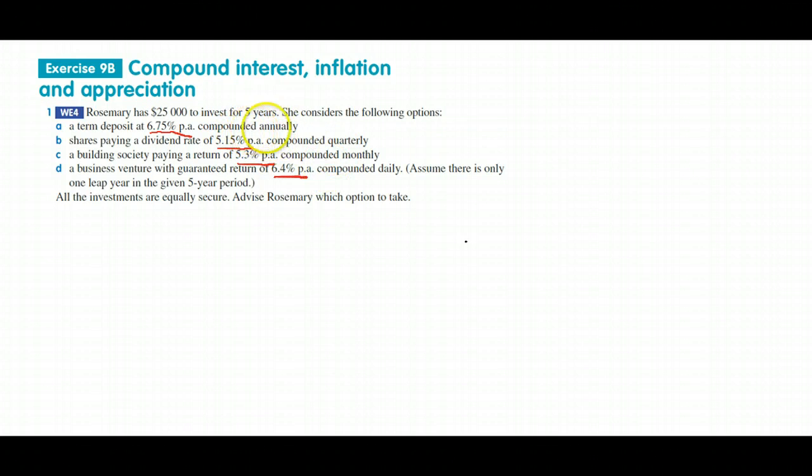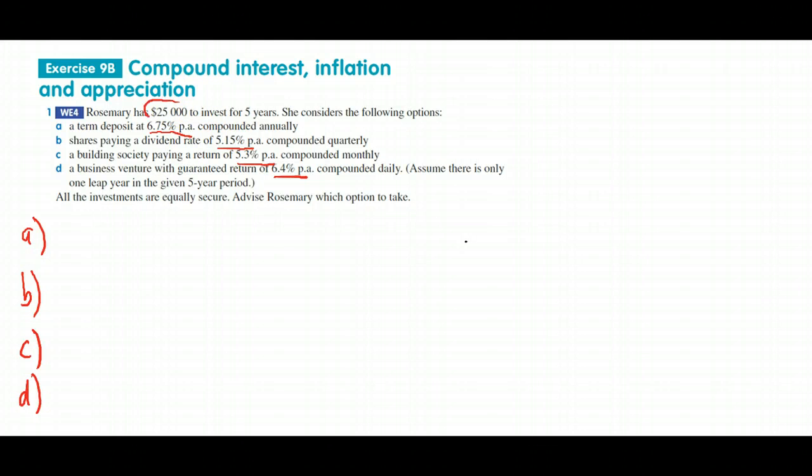period. So for the first one it's 1 year, the second one it's compounded quarterly, so 4 times a year. The next one compounded monthly, 12 times a year. This one compounded daily, 365 times a year. Okay, so those are going to be the important numbers in each of the 4 different situations. Let's set them all out.